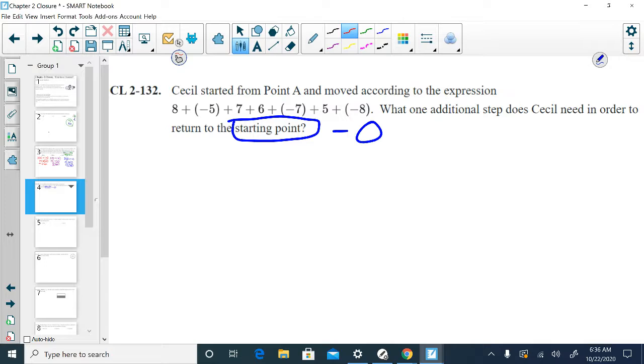So if I move forward 8, and then I move back 5, then I'm going to be at 3. And then if I move forward 7 and forward 6, well, then I'm adding 13. And so now I'm at 16 after those 2 moves. And I'm looking at my next 2 moves.